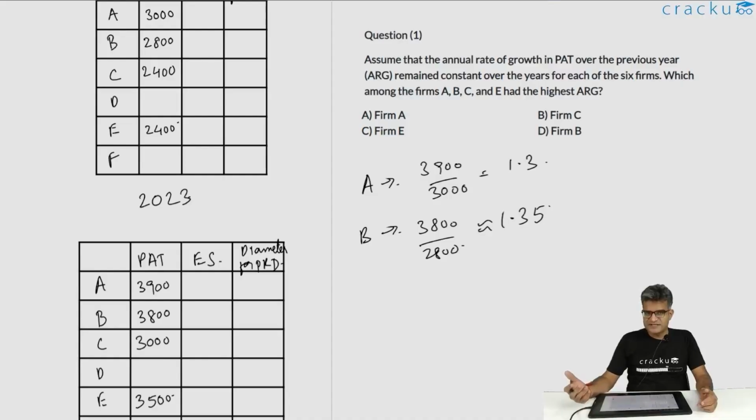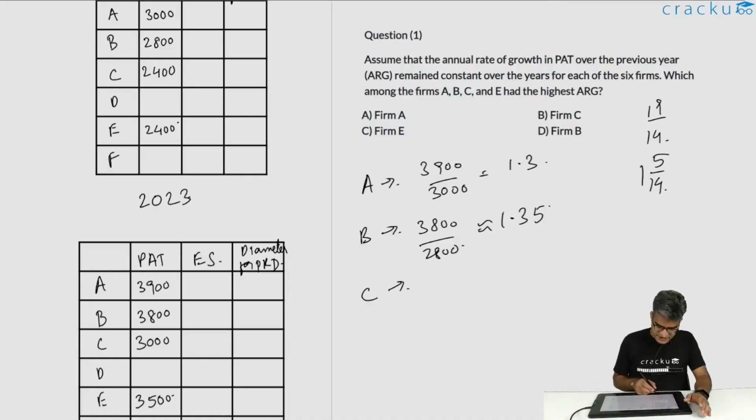For this, I know that this is 19 by 14. 19 by 14 is 1 and 5 by 14. 5 by 14, to approximate it, is 50 by 14. 50 by 14: 14 into 3 is 42, 14 into 3.5 is 49. So I know that it will be approximately 1.35. Option C is 3000 divided by 2400. This is 30 divided by 24, which is 5 by 4, which is 1.25.